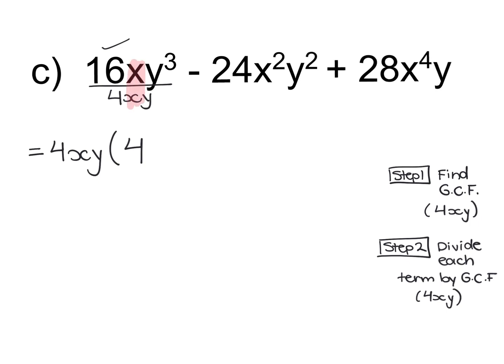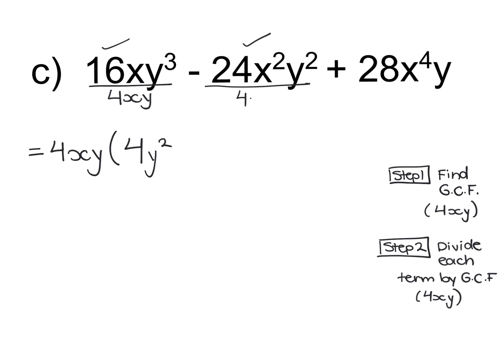X divided by x just happens to be 1. Okay, so now let's move on to the y's. So we've got y cubed, and notice the bottom y does not have an exponent. That actually happens to be a 1. So we're going to take the top exponent, 3, minus the 1 at the bottom. So 3 minus 1 is y to the power of 2. So the answer for the first term is 4y squared.